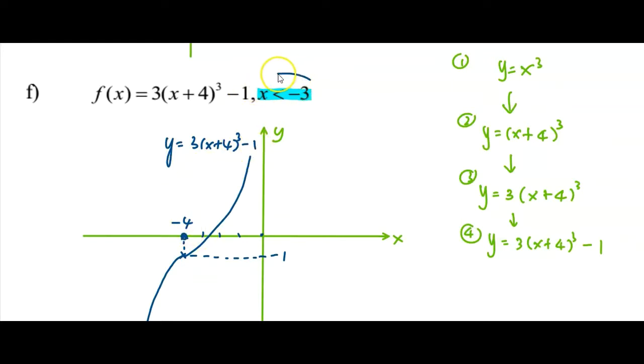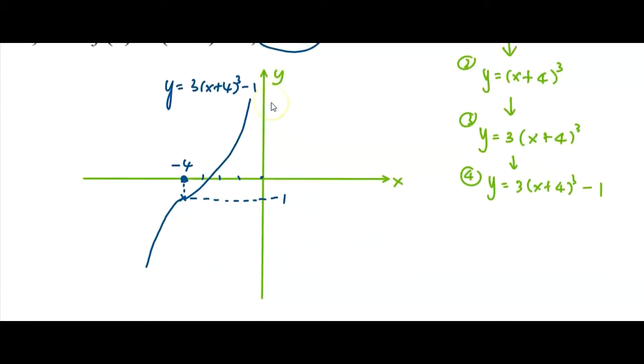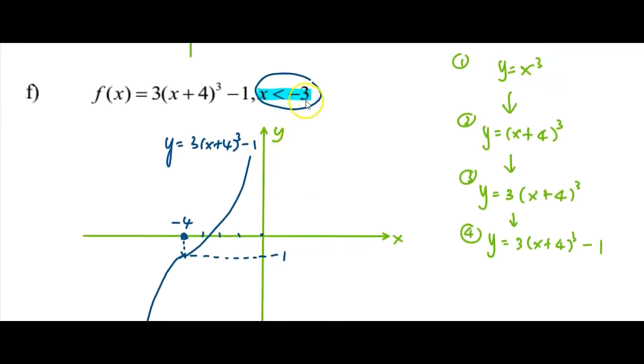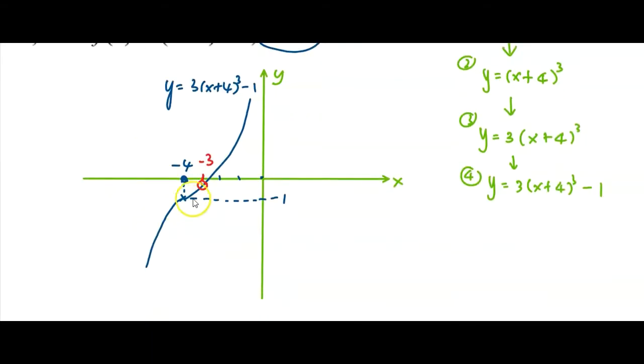Alright, now we take care of this domain. The domain wants the graph from negative infinity to negative 3. So negative 3 will be somewhere around here. This will be your negative 3. So at negative 3, I will project a line down to my graph, and I use an empty circle to cut my graph because the domain stated here does not include negative 3. And they want x less than negative 3, right? So you will just keep the graph on the left hand side.